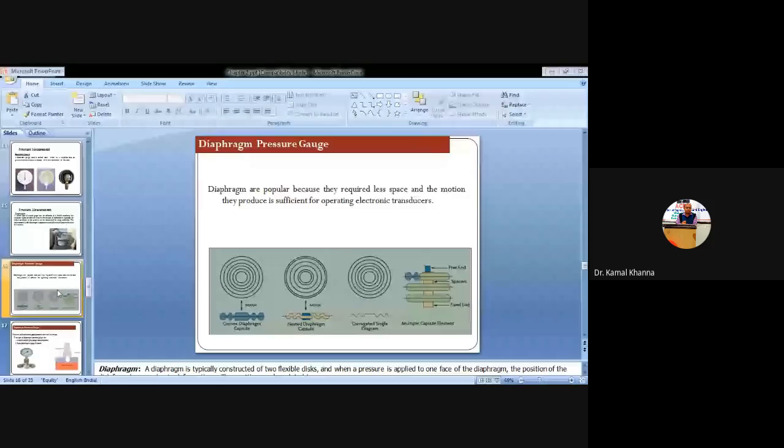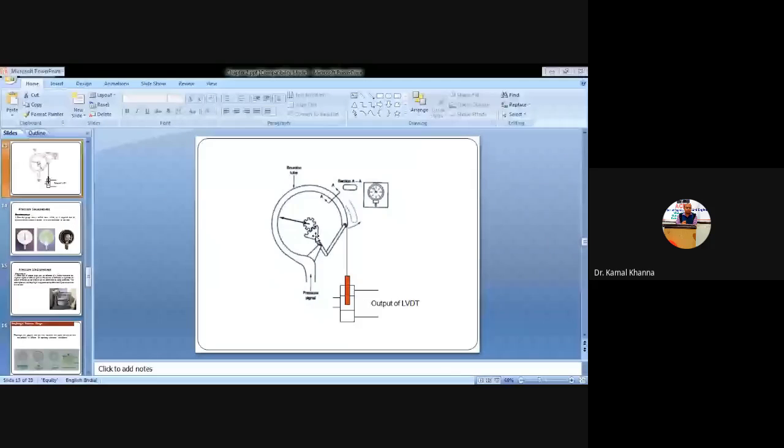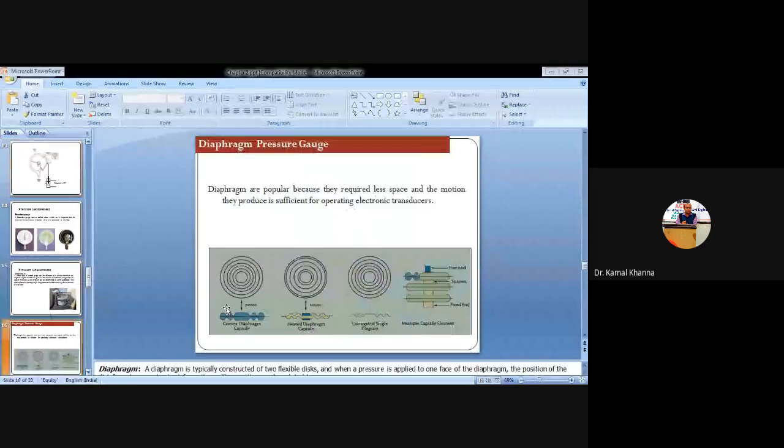And the internal mechanism works the same as in the case of the Bourdon tube also. But here, in the case of the diaphragm, we have replaced the Bourdon tube. Instead of the Bourdon tube, we have installed the diaphragm in the diaphragm pressure gauge.